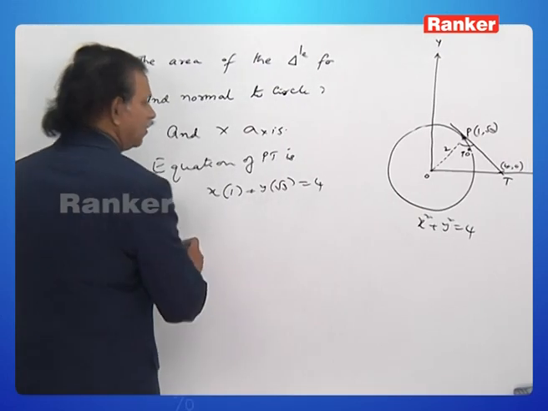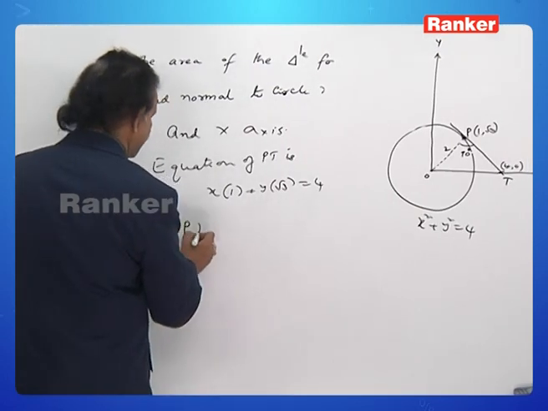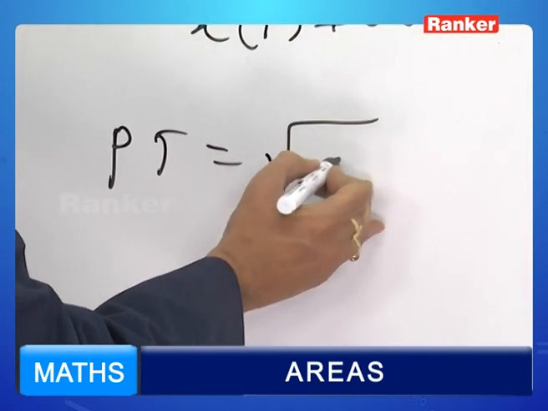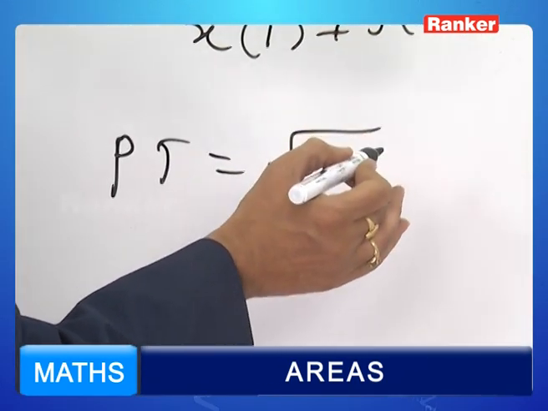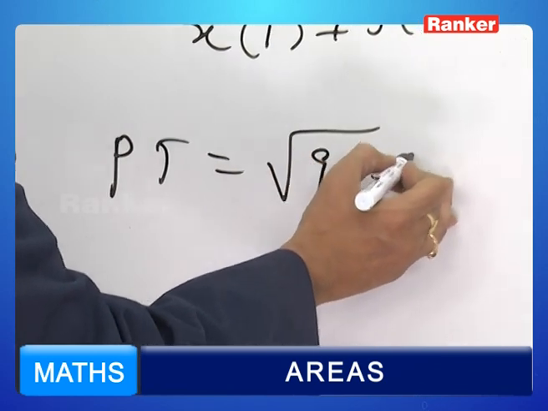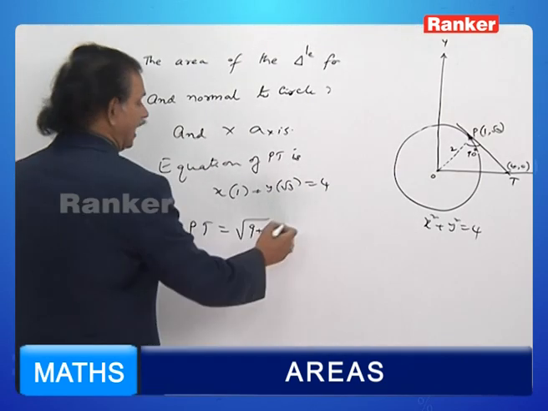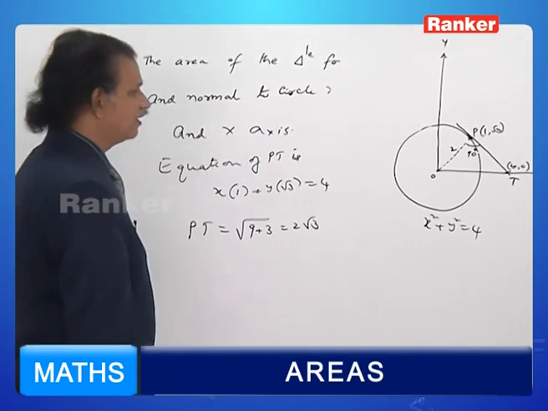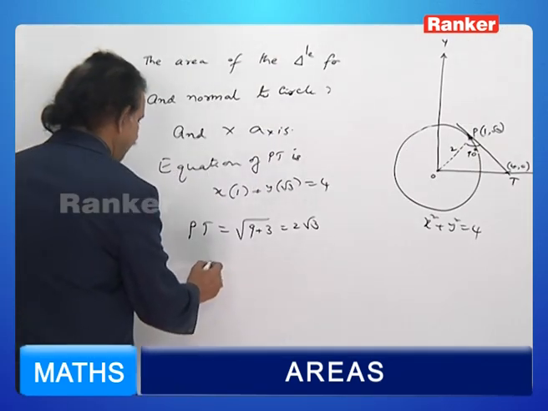4, 0 is known. Come on, friend. What is PT? Length PT. How much? 4 minus 1 is 3. 3 whole square is 9. 0 minus root 3 is minus root 3. Root 3 whole square is 3. 9 plus 3 is 12. Root 12 is 2 root 3. So therefore, what is the required area?